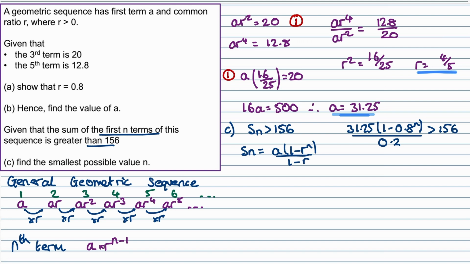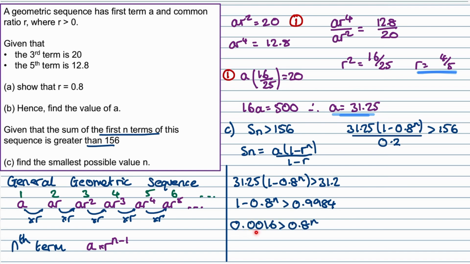Now what we can do is we can move this 0.2 over to the right-hand side, so we get greater than 31.2, and then we can divide both sides by the 31.25. So 1 minus 0.8 to the n must be greater than 0.9984. Now we can move this term to the right-hand side to make it positive, and we'll move this over to the left-hand side. So we get 0.0016 is greater than 0.8 to the n.